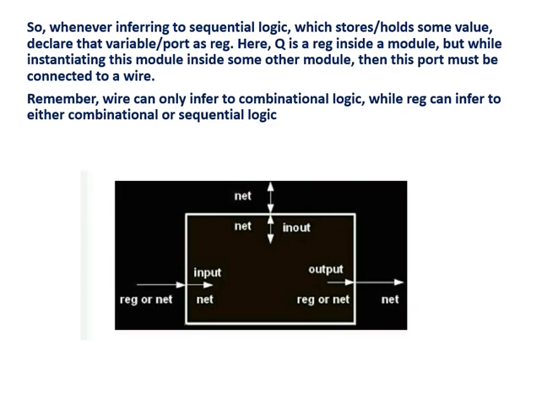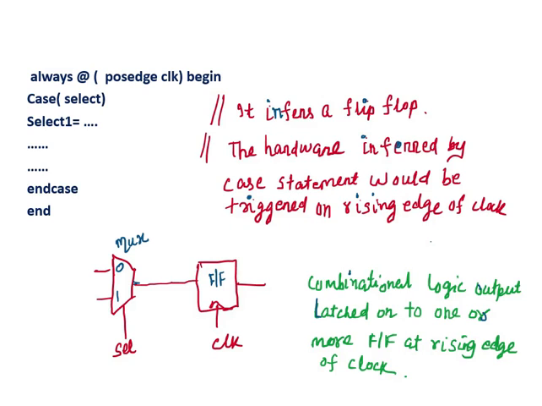See, this is one example. Always at the positive edge of clock, then there is a case statement, select one, then some statements are executed, then end. If you remember my case lesson, a case statement infers a multiplexer. Case in Verilog means it is a multiplexer. Multiplexer is a combinational circuit.